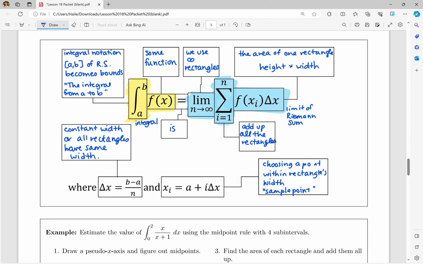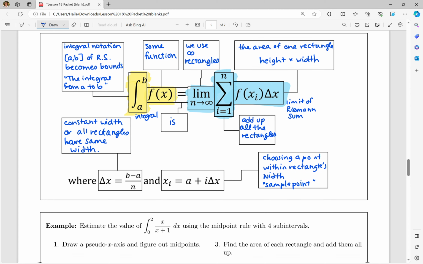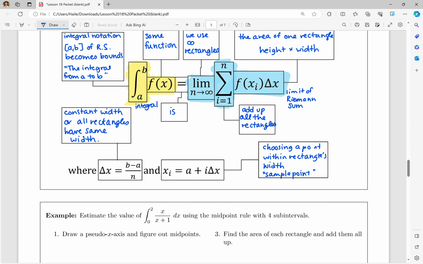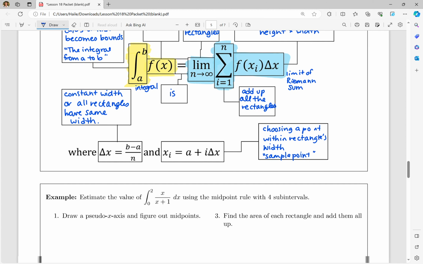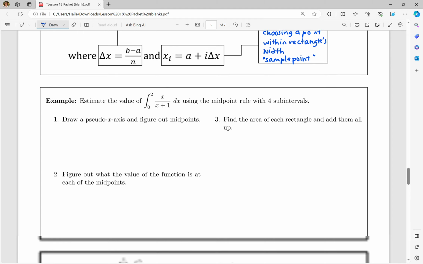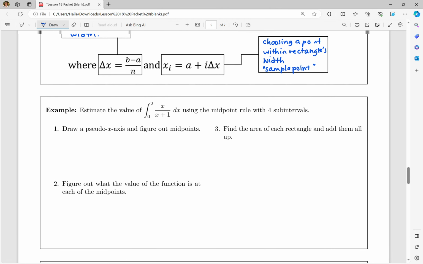Now, you're not going to really be expected to do much with solving the definition itself. There might be one problem in your homework, but that's it. The more important thing is we're going to look at just translating between the two sides of the definition. Okay? So let's finally jump into some examples. We're going to start by doing a very visual example. We're going to estimate the value of the integral from 0 to 2 of x over x plus 1 dx.